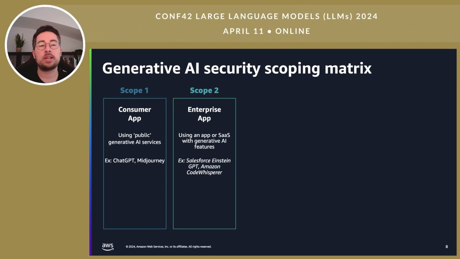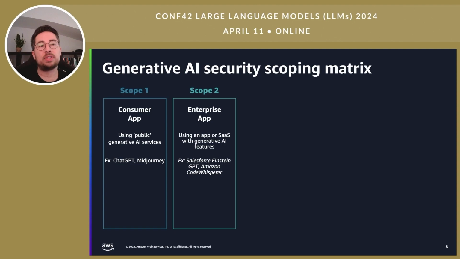The second scope is enterprise applications. This is where your organization has an agreement with the provider of the application, and part of the application is either genai features or genai is the core functionality of the application. Think of things like Salesforce that you might use in your organization. When it comes to building your own generative AI applications, there are many ways how you can do it.